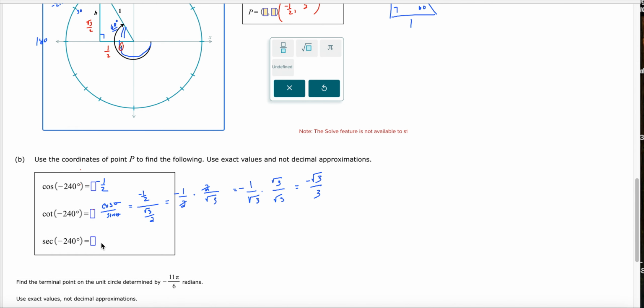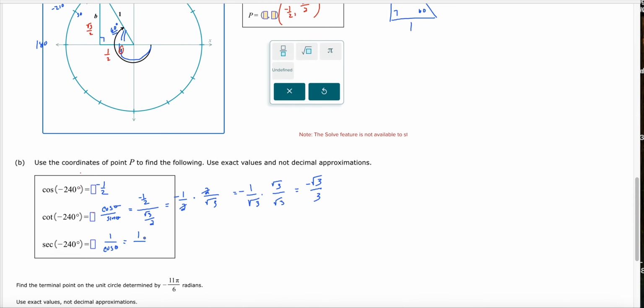So what about secant of negative 240? So secant we know is 1 over cosine. So this would be 1 over, we know cosine is, excuse me, negative 1/2. So this would be 1 times, flip the bottom, negative 2 over 1, which is negative 2.